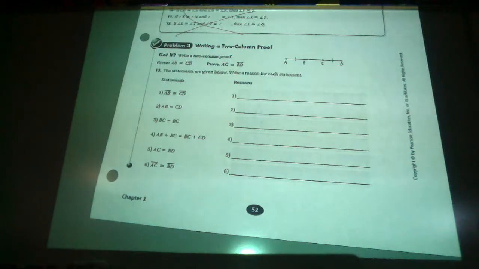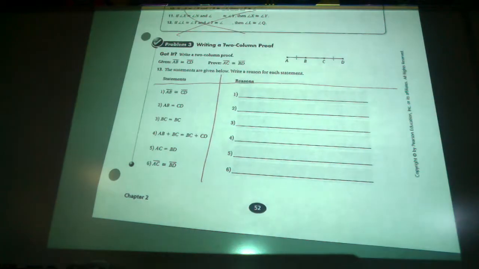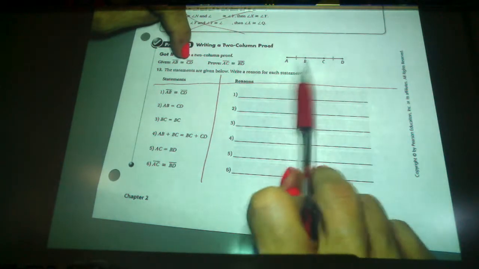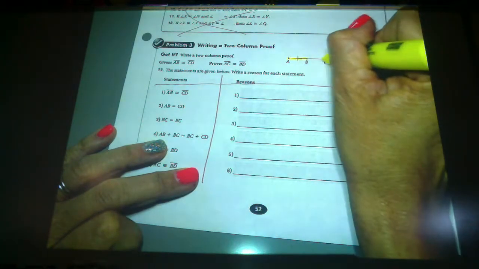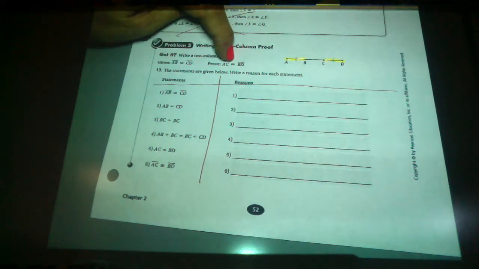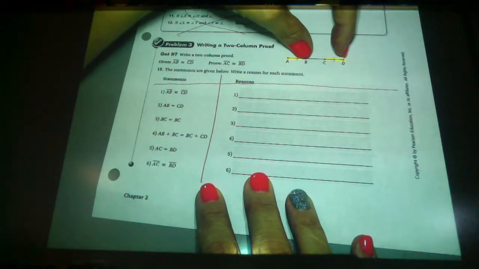Alright, so let's write a 2-column proof. So here you go. They've given you your statements here and your reasons. You need to put in a T-chart. So look what they gave you, look to see what you have to prove, and then there's a picture that goes with it. So they said that AB is congruent to segment CD. So this segment is congruent to this segment. Your job, and they've even put tick marks in there to tell you so. Your job is to prove that segment AC, this segment here, is congruent to this segment here.